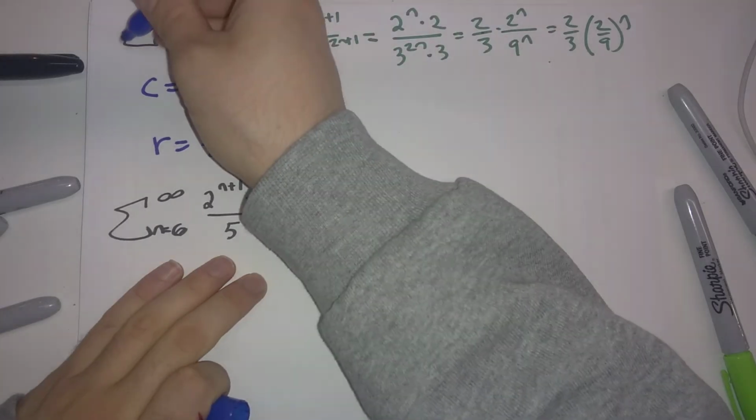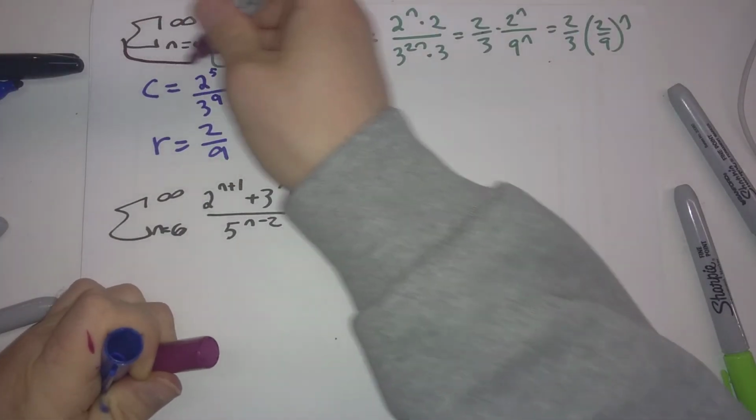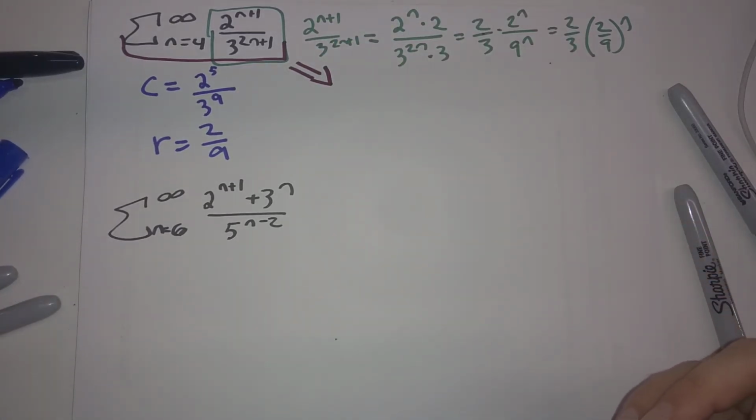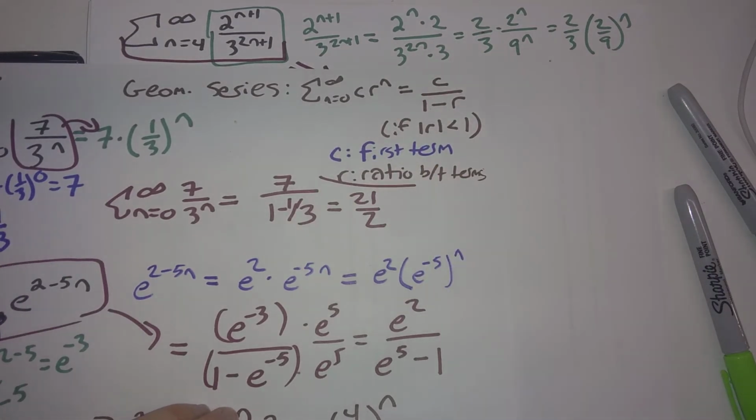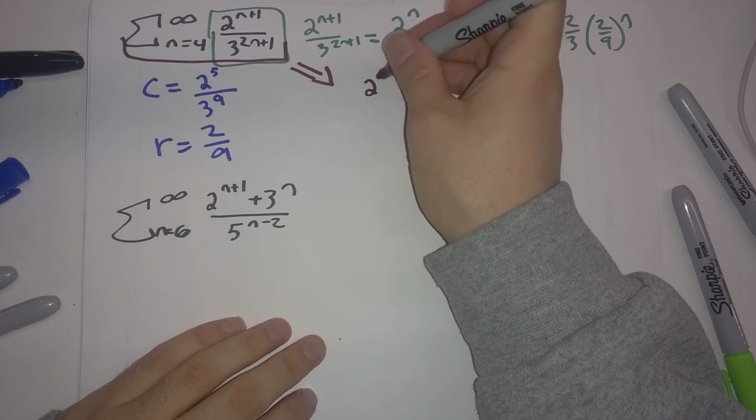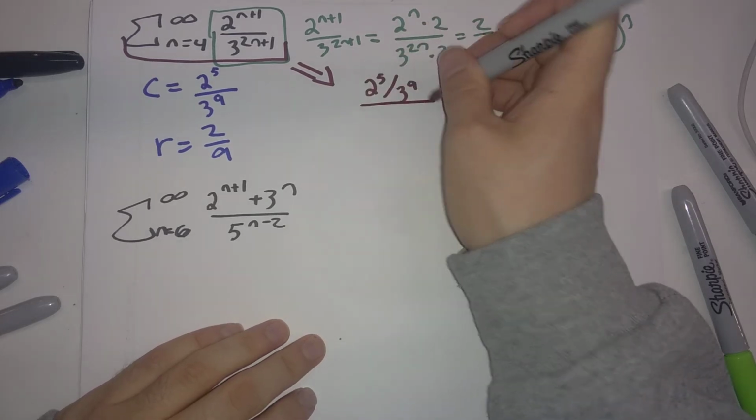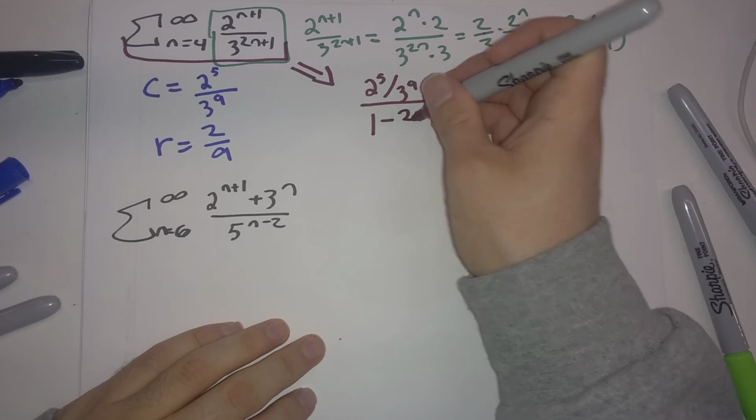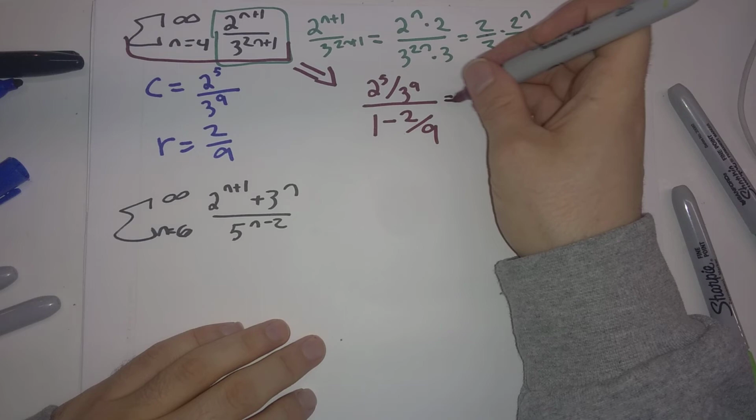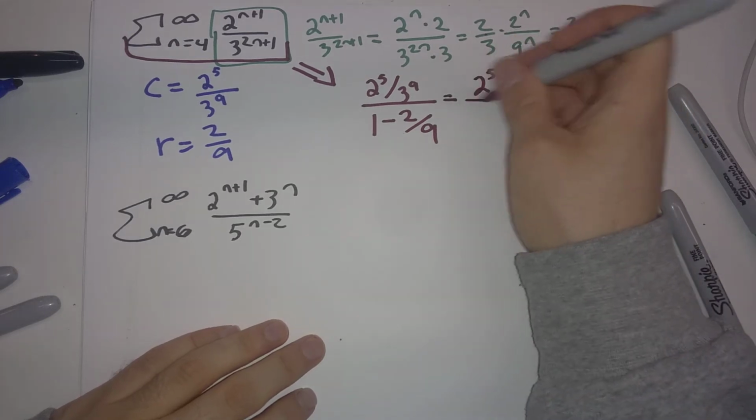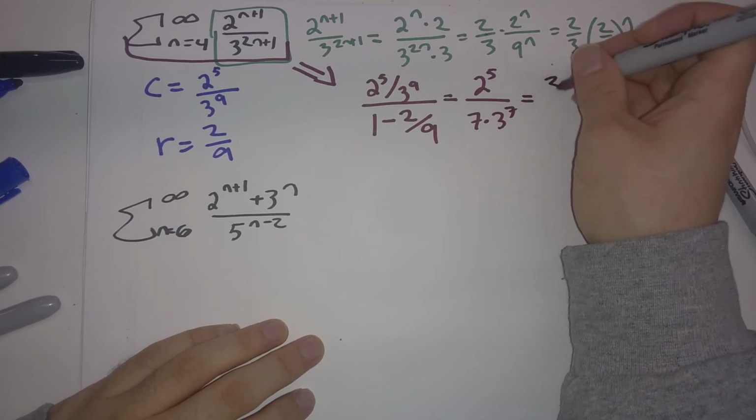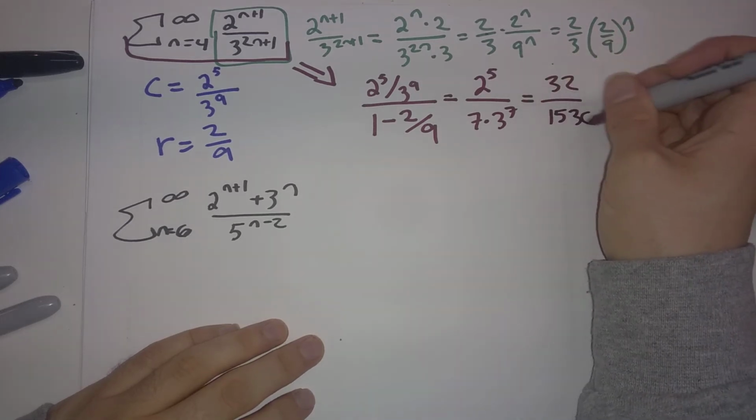So now we can say for our entire series here, this is going to be C over 1 minus R. So that's going to be 2 to the 5th divided by 3 to the 9th, all of that over 1 minus 2/9. When you crunch this out, you end up with 2 to the 5th divided by 7 times 3 to the 7th. And that is 32 over 15,309.